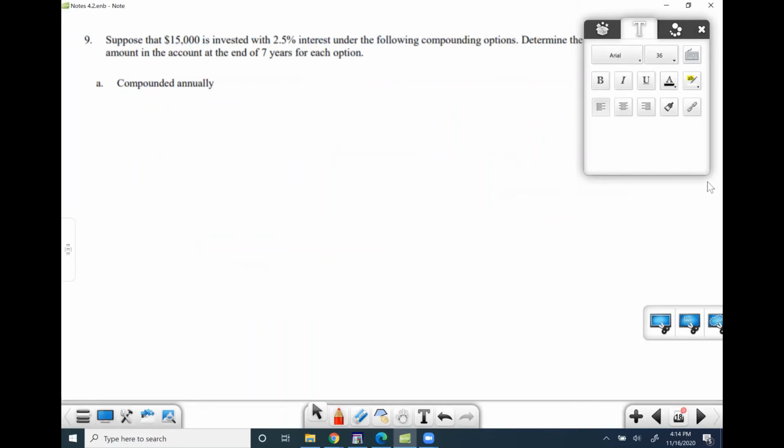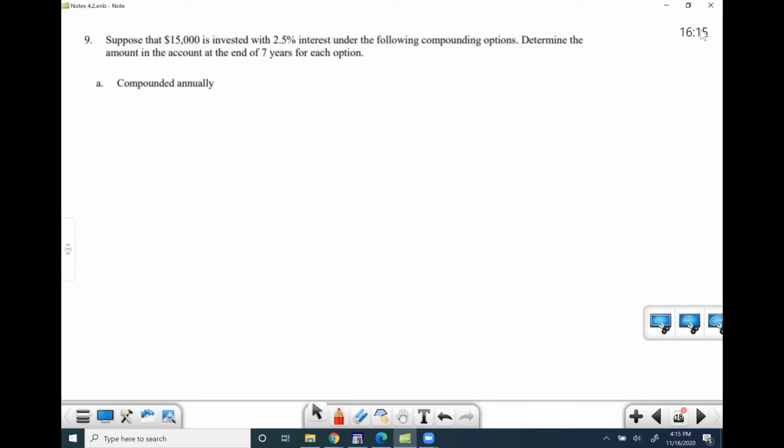All right. So let's go in here and see. With this problem right here, you're going to see that the more frequently it's compounded, the more money that you'll make or the more money that you'll owe, depending on the scenario. So it says here, suppose that $15,000 is invested with 2.5% interest under the following compounding options. Determine the amount in the account at the end of 7 years for each option.